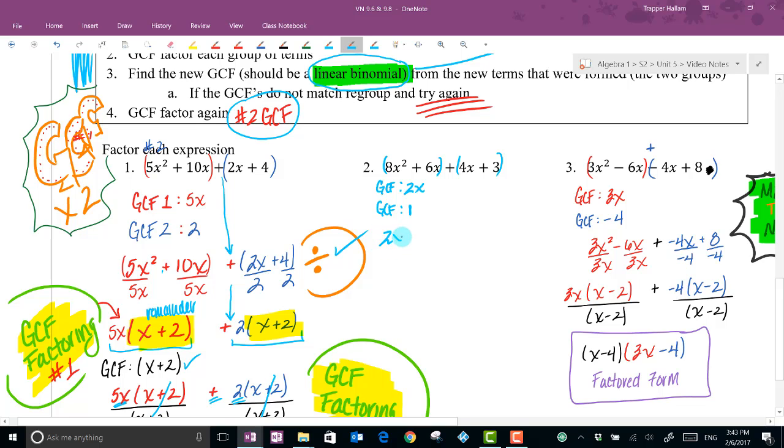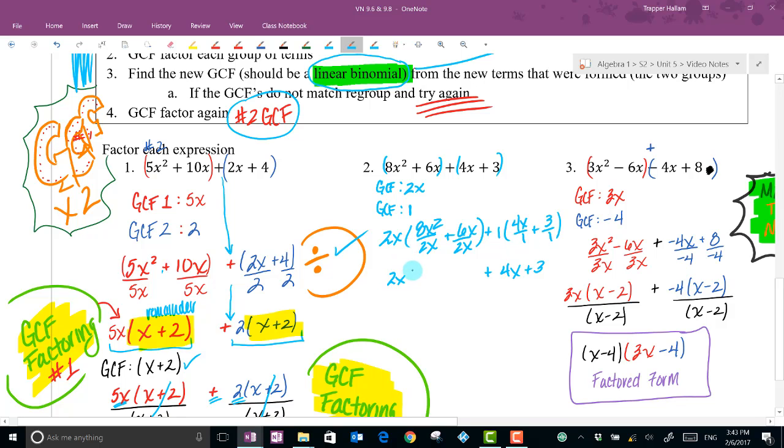I'm going to put it out front because I'm going to divide these terms by it. So I'm going to take 8x squared divided by that GCF and plus 6x divided by that GCF. Plus the GCF divided out of that one is pretty simple because it's 4x divided by 1 plus 3 divided by 1, which doesn't change anything. This we can go ahead and write as 4x plus 3. Nothing happened with that one. It's really boring division.